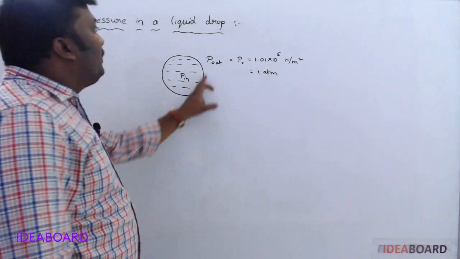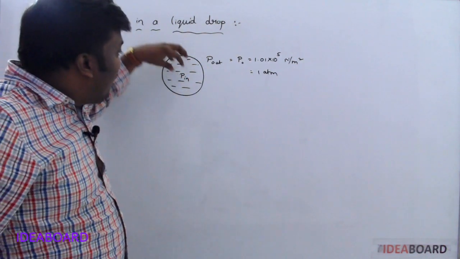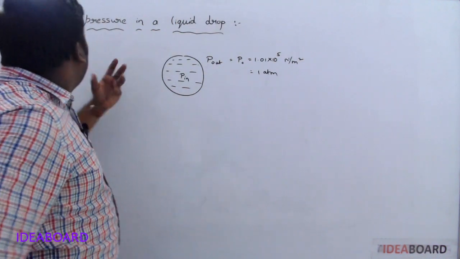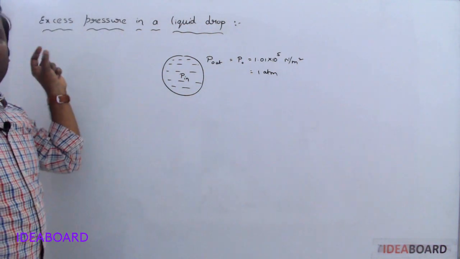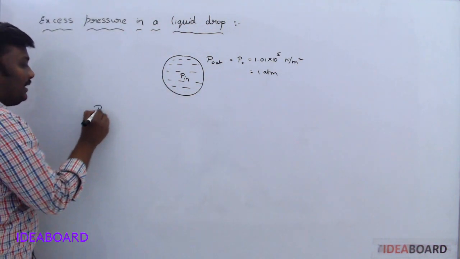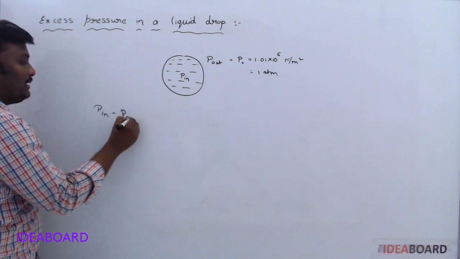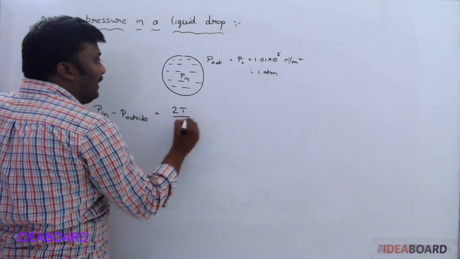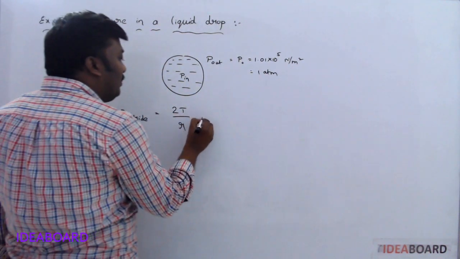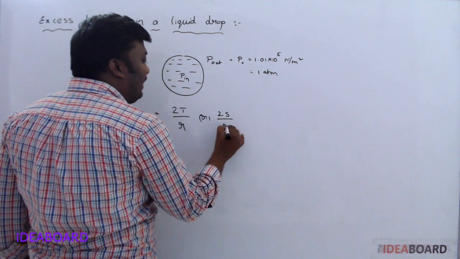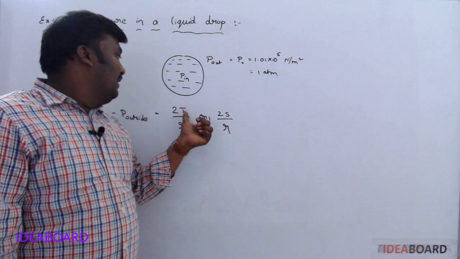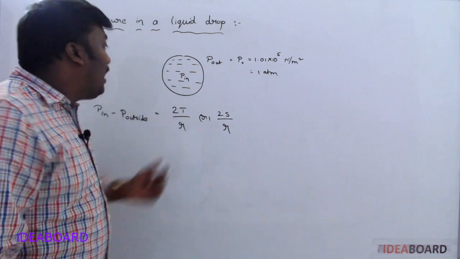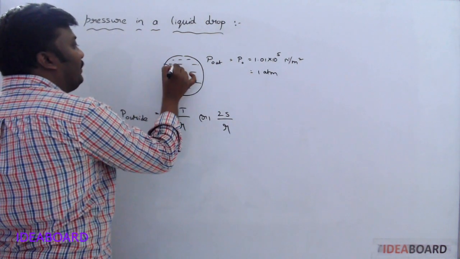Now, within the liquid drop, due to surface tension, its pressure is always more than the outside pressure. How much is indicated by the excess pressure. So, excess pressure is nothing but P inside minus P outside, that is equal to 2T by R or 2S by R. Yesterday we said T is called surface tension, or S is also called the surface tension. Here R is the radius of the liquid drop.